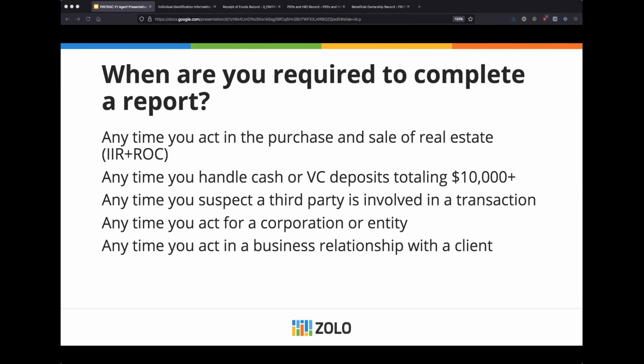Anytime you suspect a third party is involved in a transaction, you are required to record it in the individual identification record. Anytime you act for a corporation or entity, a corporation identification record must be completed. And finally, anytime you act in a business relationship with a client, you have to record that in the IIR as well. Individual identification record is the one I was referring to. Business relationship is something I'll be defining during this course. So that explanation is forthcoming.